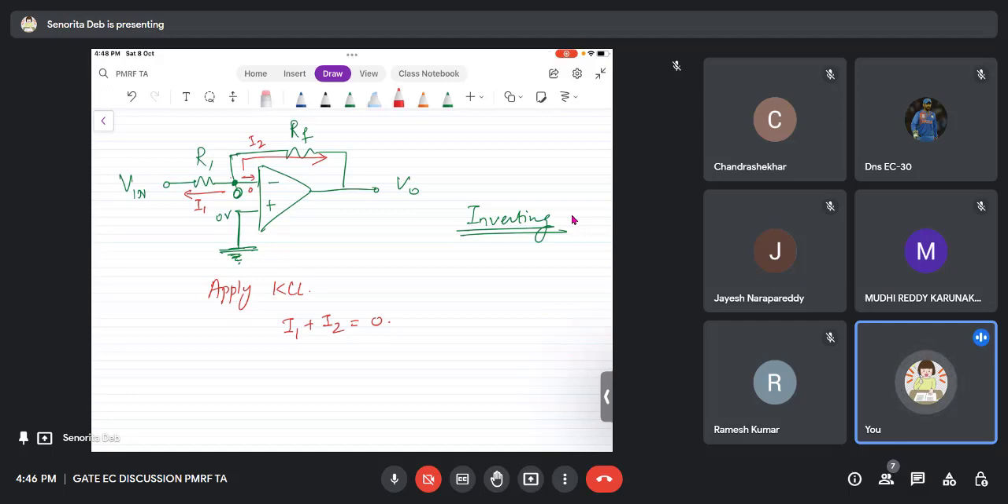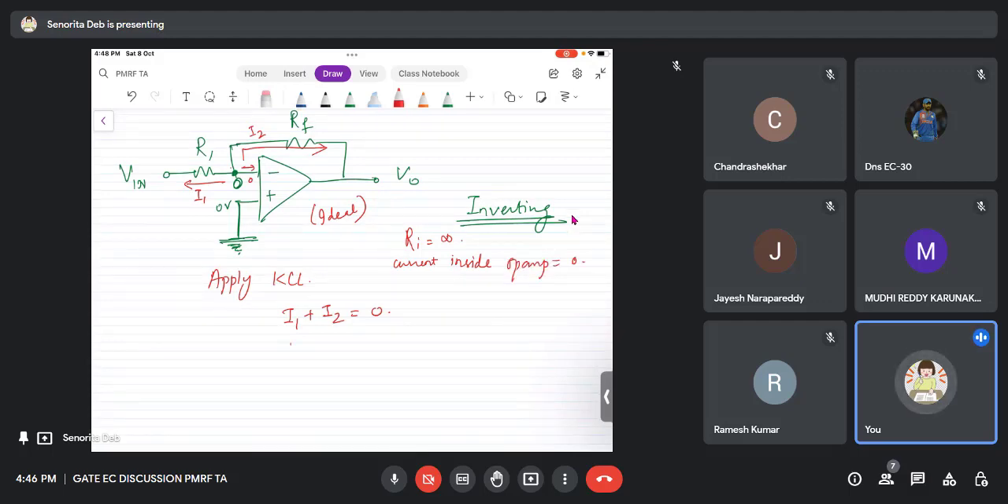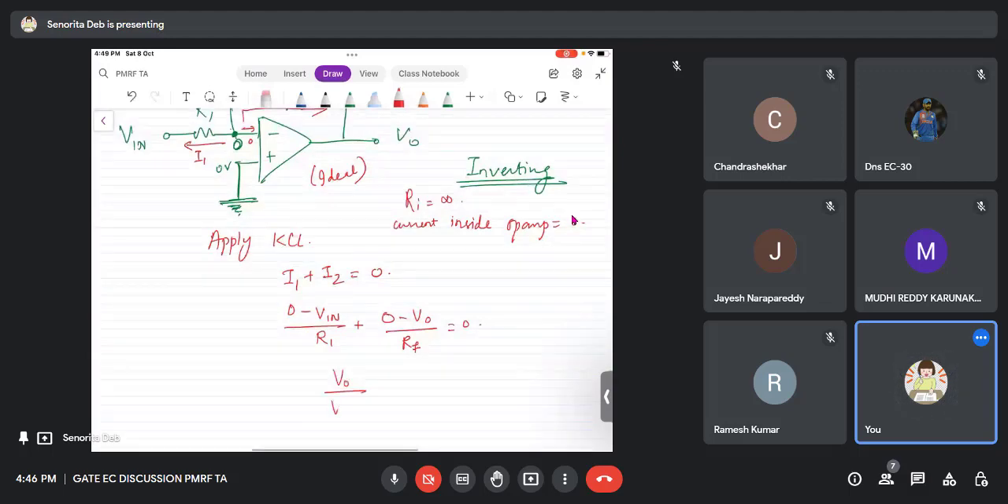Okay, so I'm taking an ideal op-amp, and therefore I believe that Ri is infinity. For an ideal op-amp, Ri is infinity, therefore the current inside the op-amp is 0. So I1 plus I2 is 0. So what will be the KCL? KCL will be (0 minus Vn) by R1 plus (0 minus Vo) by Rf is 0, right? And if you solve this, you will get the gain, and this negative sign shows why it is called inverting, because it is 180 degrees out of phase.